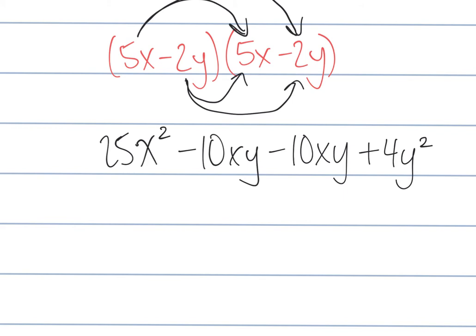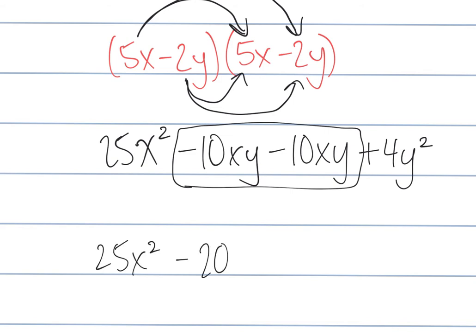Ah, so these all have a degree of what? 2, right? So does it matter the order? No. But there is something we can do. Diego, do you see it? Oh wait, the negative 10xy. There you go. There's 2 of them, right? What do I do? You add them, it's going to be negative 20xy. Good. So 25x squared minus 20xy plus 4y squared. Cool beans?